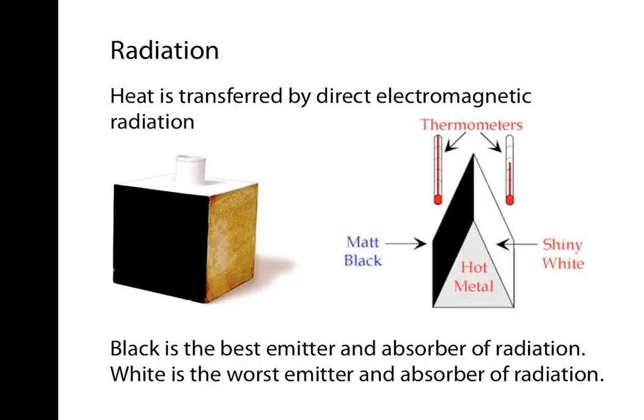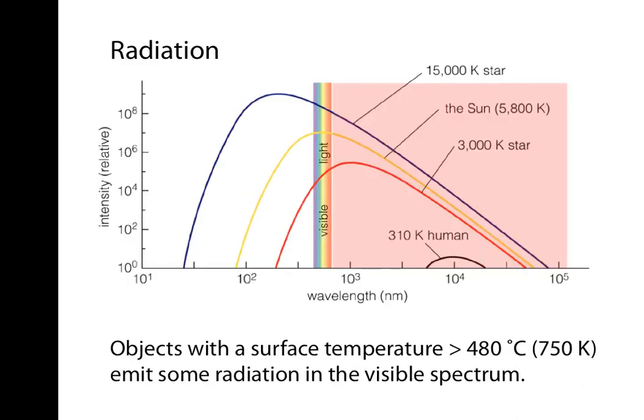The final method of heat transfer is radiation. Heat is transferred by direct electromagnetic radiation, in other words, by a form of light. Now, light, as we think of it, is just electromagnetic radiation that we can see, that our eyes can detect. But there is an entire spectrum out there. Black is very good at emitting radiation and white is very bad at emitting radiation, and shiny is the worst of all. The actual radiation that's given off depends on the temperature.